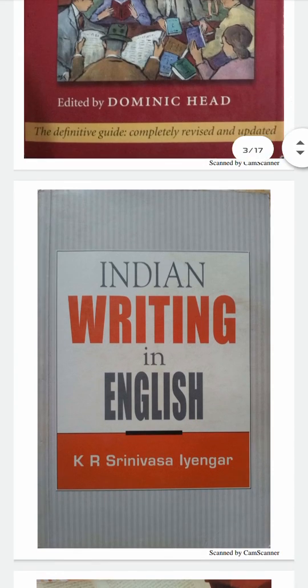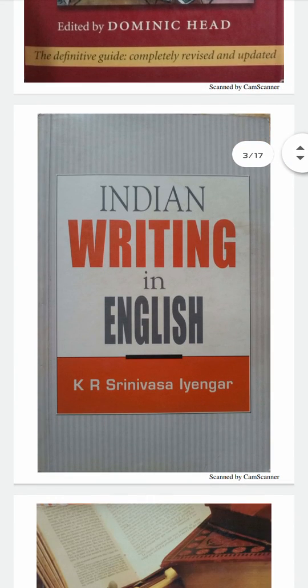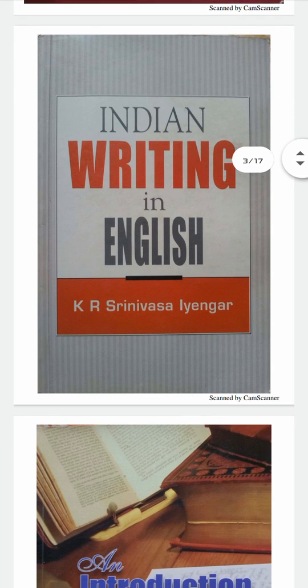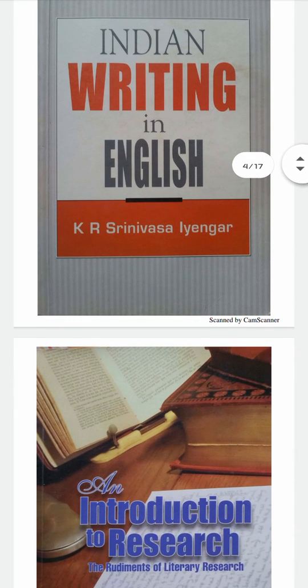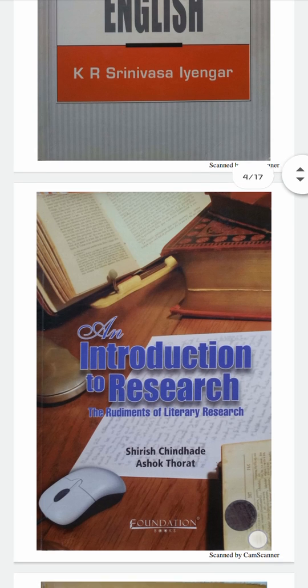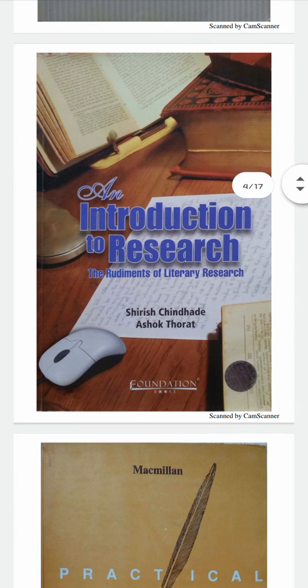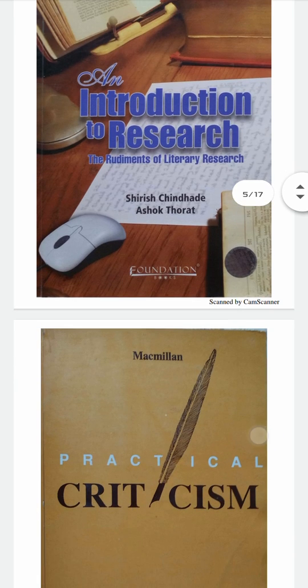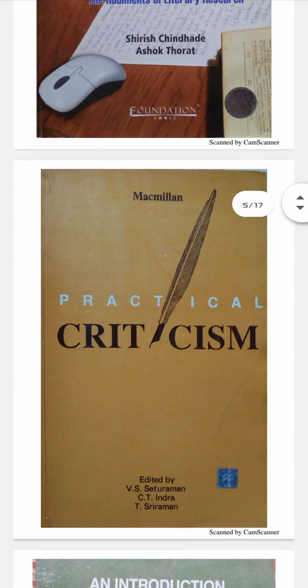Talking of Indian literature, I got a chance to meet Mr. Iyengar personally, and I also read this book. It's a bit boring, but still, this book will help you in understanding. Talking about some research aspects, Introduction to Research. Although I haven't read it personally, I got some suggestions from some people.